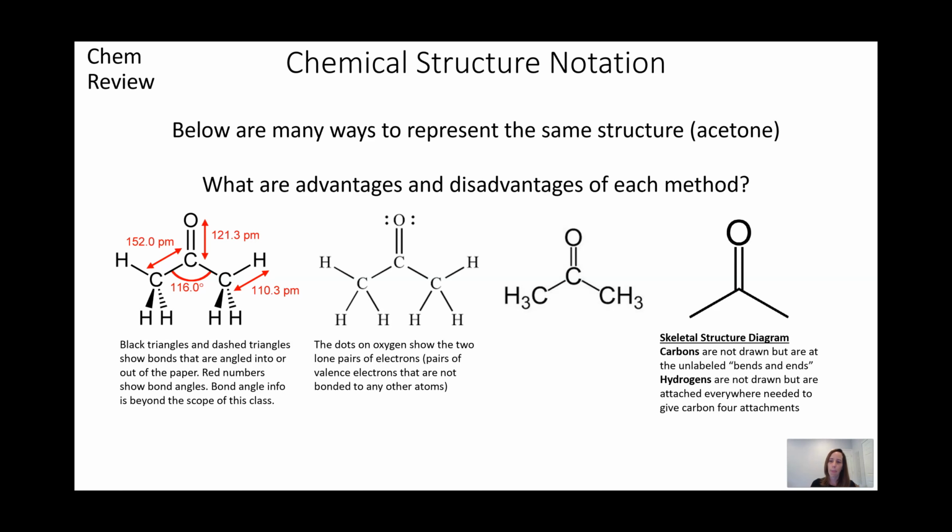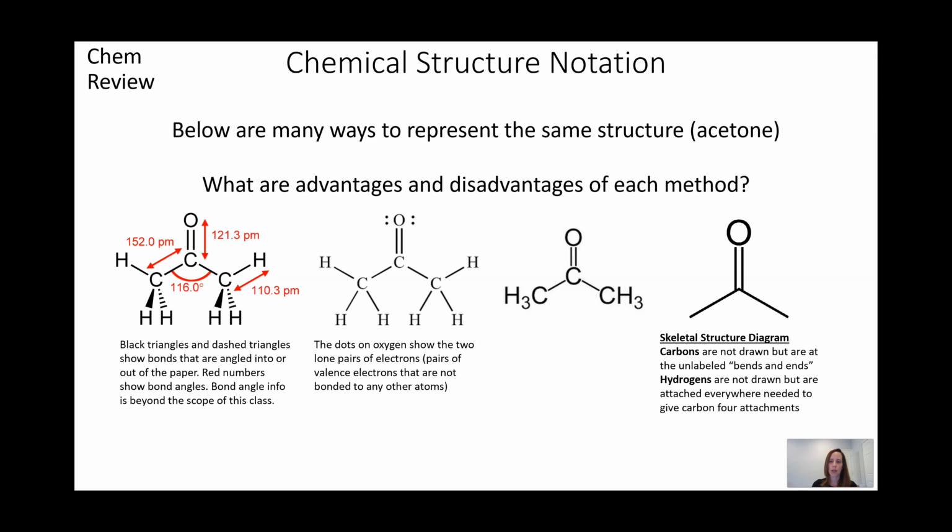On the right, this is a skeletal structure diagram, and you are responsible for being able to represent molecules using a skeletal structure. In this case, carbons are not drawn, but are at the unlabeled bends and ends. So there are going to be 3 hidden carbons here: 1 at each of those ends, and then 1 at the bend, the intersection right in the center of that drawn molecule, that's double bonded to oxygen and single bonded to each of the other carbons.